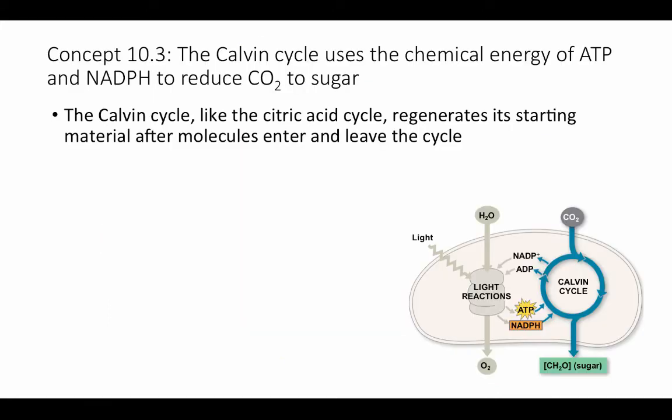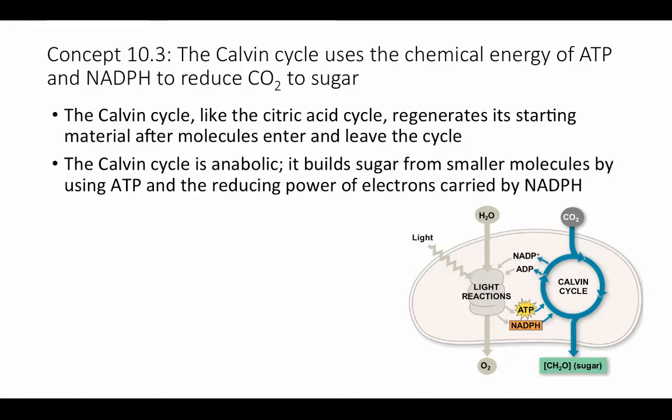This is where basically all of that biosynthesis happens. So first, let's take a close look at the Calvin cycle. The Calvin cycle uses the chemical energy of ATP and NADPH to reduce carbon dioxide to sugar. So just the reverse of what we saw in cellular respiration. The Calvin cycle, like the citric acid cycle, regenerates its starting material after molecules enter and leave the cycle. So it's going to be somewhat similar to the citric acid cycle in that way.